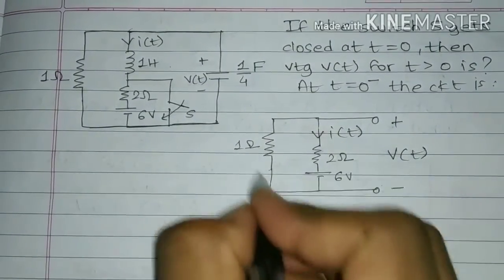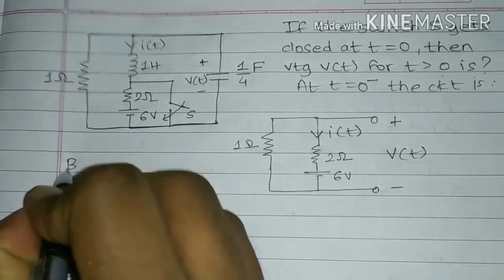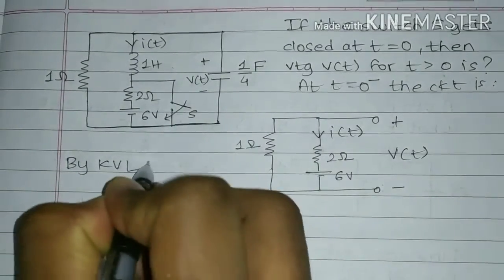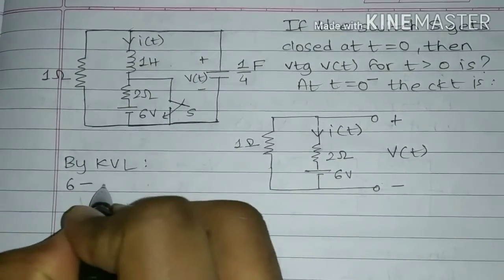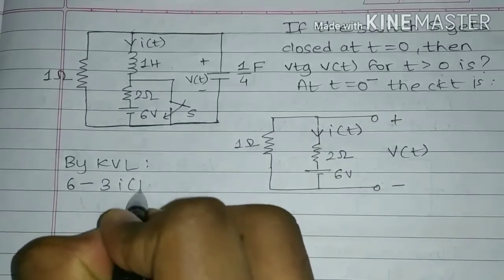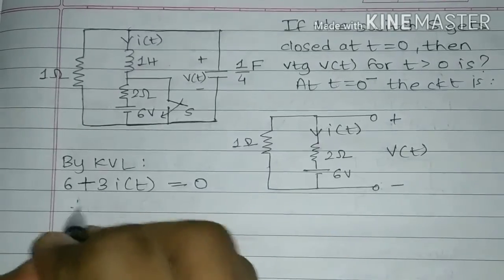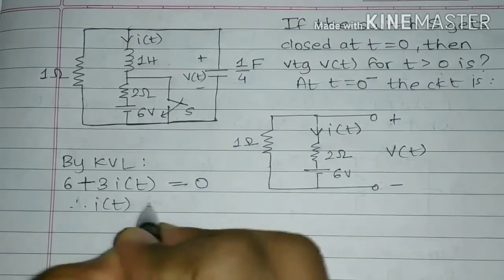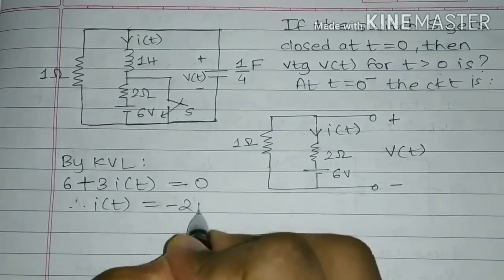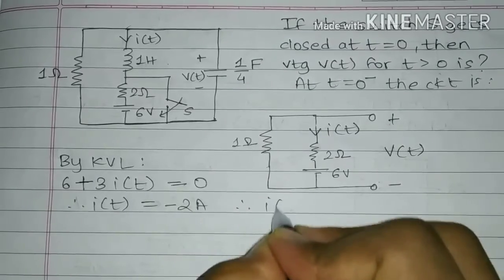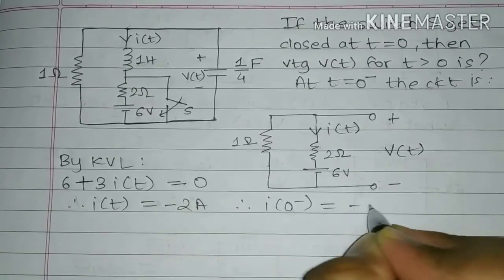So let's apply KVL over here. So we can write that 6 minus 3 I of t, it should be plus 6 plus 3 I of t is equal to 0. Therefore I of t is equal to minus 2 ampere. This means I of 0 minus is equal to minus 2 ampere.